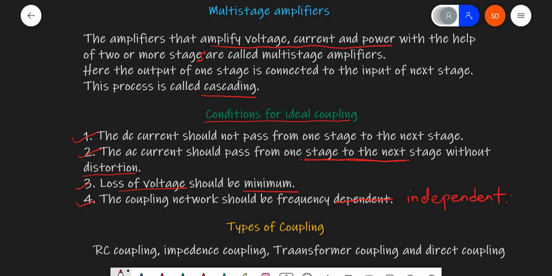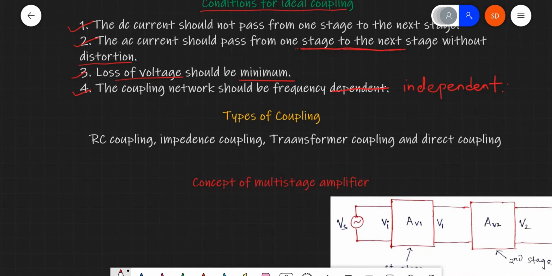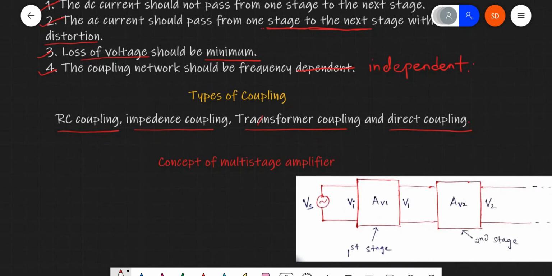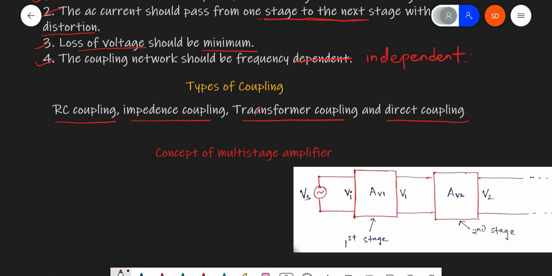Next, what are the types of coupling? There are four types of coupling. One is RC coupling, one is impedance coupling, another is transformer coupling, and the last one is direct coupling. I'll be discussing only RC coupling.